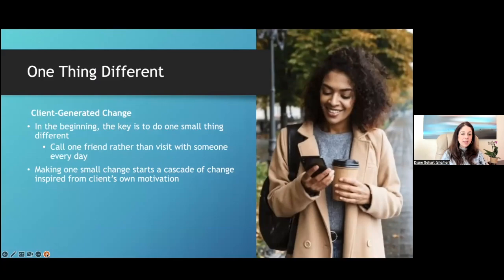And so what you want to do is really find one small thing, especially early in treatment, before you have the positive momentum building up. And you want to keep it small enough so that they can follow through on it. So if the client's goal is to hang out more with their friends and they've totally become alienated from them in the past months, you'll just start by calling or texting a friend, right? The smallest little change.